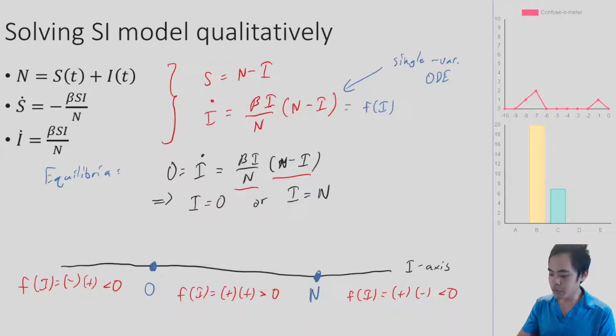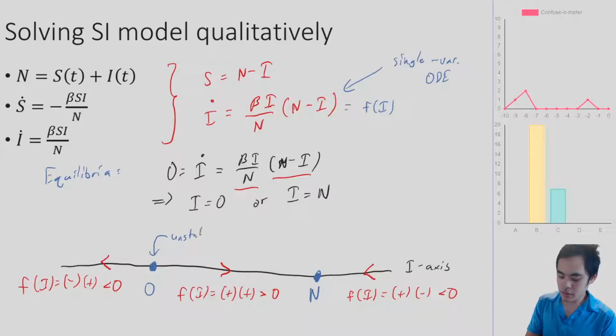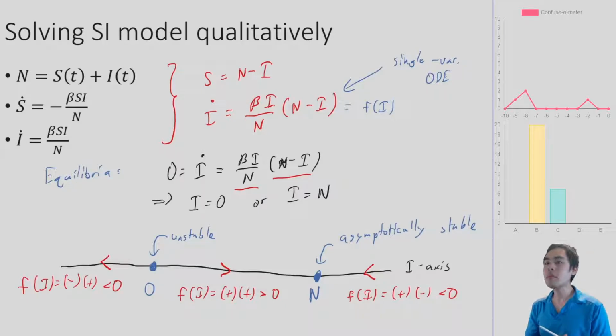So when we do this, we get a phase line. So here, these are the arrows we get. And then we immediately can say, well, this is unstable, and this is asymptotically stable. Actually, we can even say more than that.